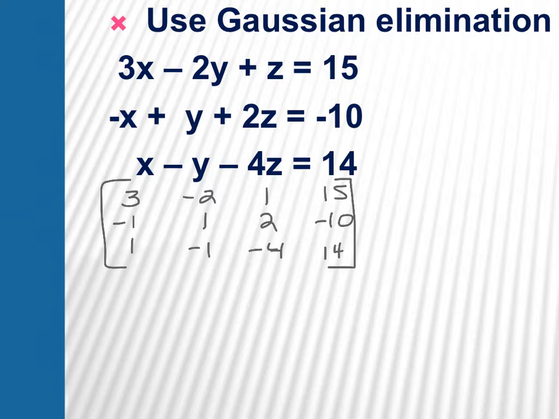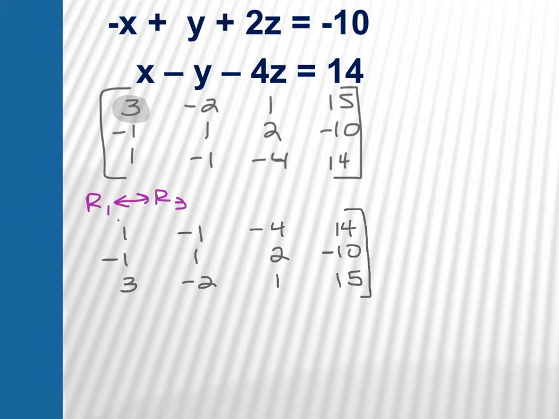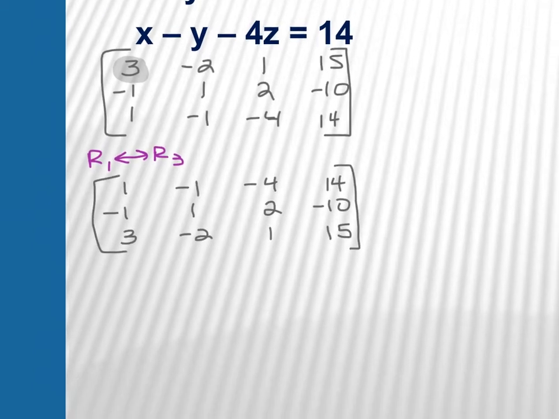Okay, so if my first goal is to get a 1 in this top left corner, what's one way I could do that? Good. You can switch row 1 and row 3. So the notation there is row 1 switch with row 3. And I'd get 1, -1, -4, 14, -1, 1, 2, -10, and 3, -2, 1, and 15. So I've got my 1 in that spot.